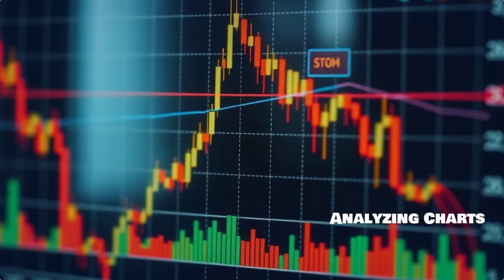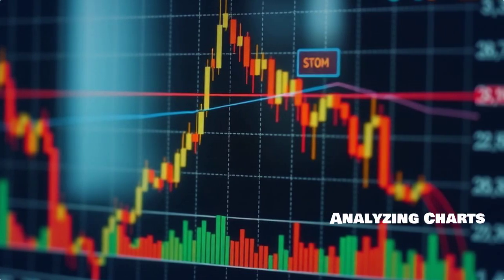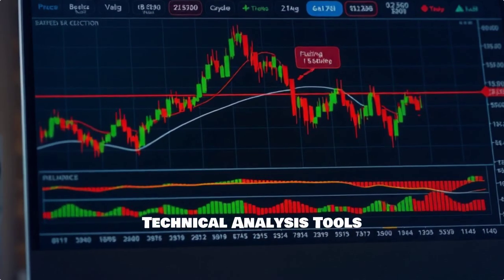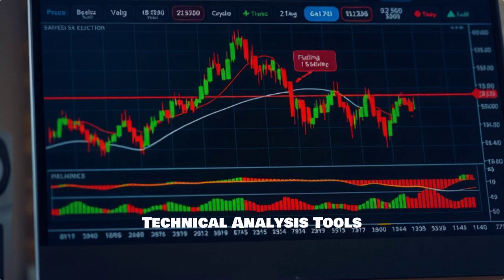Next, we'll delve into chart analysis. Learning to read price movements and indicators can significantly enhance your trading decisions. OANDA offers a range of technical analysis tools. Utilize these to spot trends and make informed predictions about market movements.